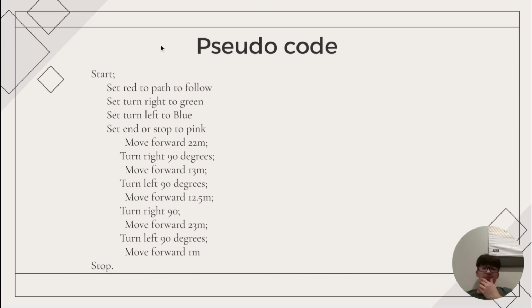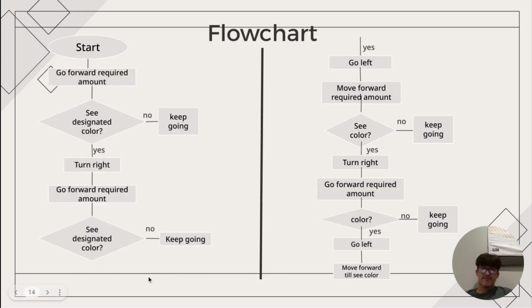Here's our pseudocode, basically just saying what the path is doing. It's saying to follow the path, saying that right is whatever color, left is whatever color, and stop is whatever color. Saying go forward a specific amount, turn, and so on and so forth. And it also says when to stop.